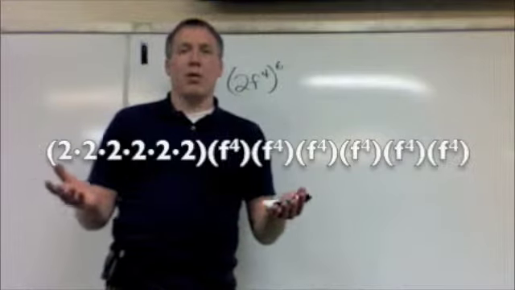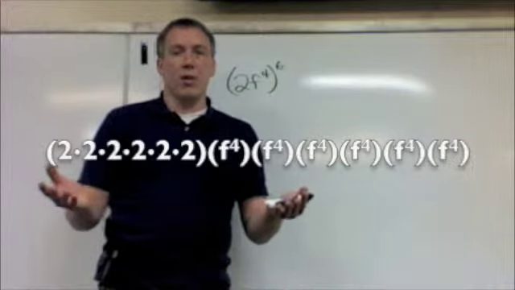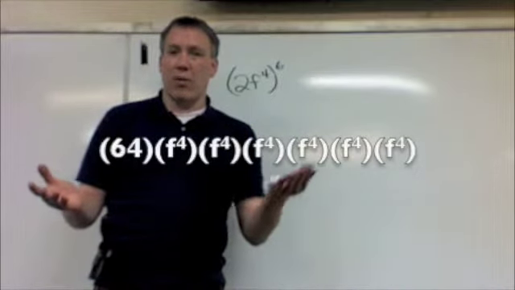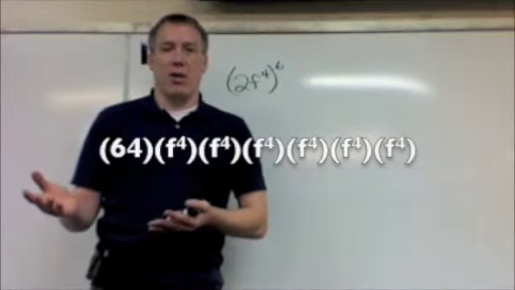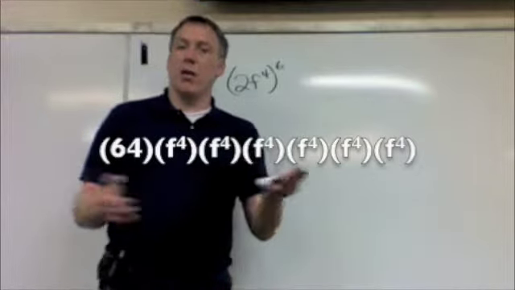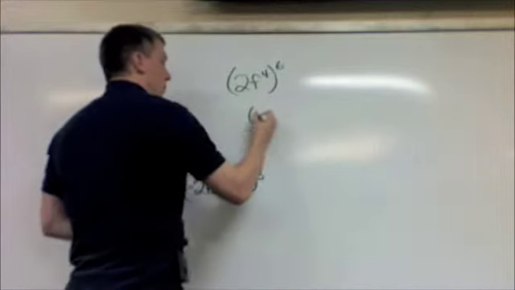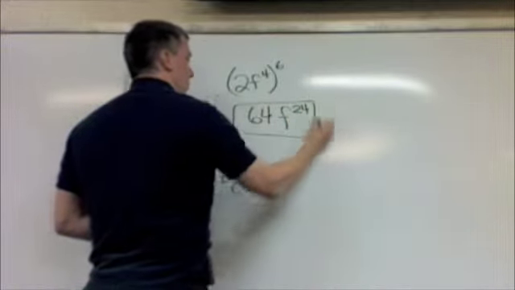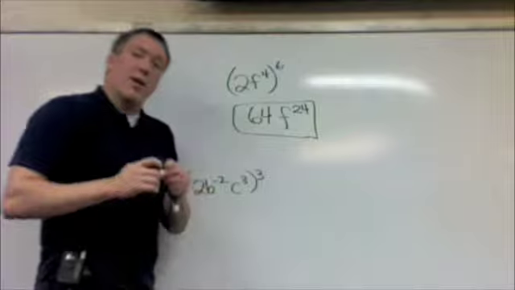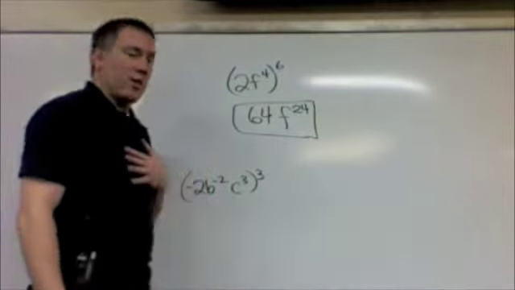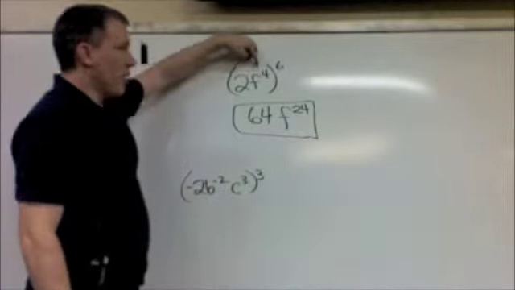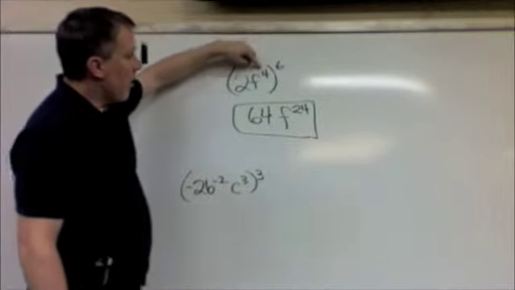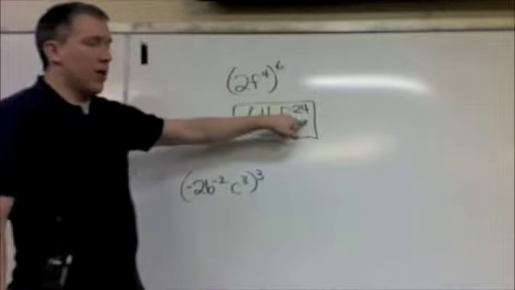Well, if we do the multiplication on the 2's, we get 64. And if we do the multiplication on the f to the fourth, if we add up all the exponents, we get f to the 24. But if we make this a little bit simpler, the rule is this. When you have an exponent raised to another exponent, what you do is you multiply. 4 times 6 is 24.